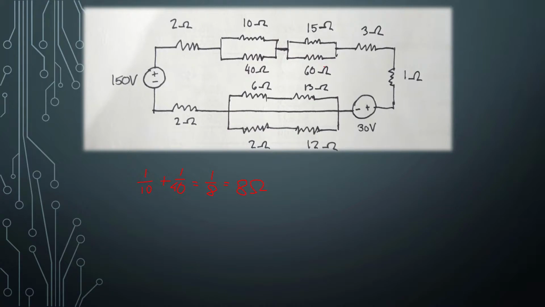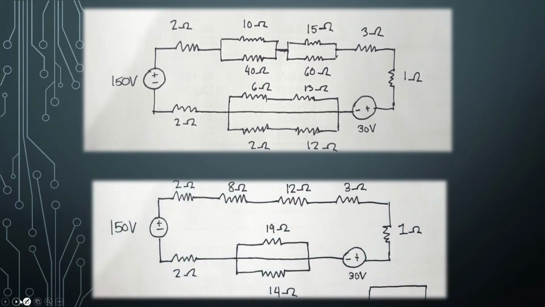We will do the same procedure with the other parallel circuit. So 1 over 15 plus 1 over 60 is equal to 1 over 12. We take the reciprocal of this and we get 12 ohms. And so our circuit will now look like this. That is our 8 ohms and our 12 ohms resistor.